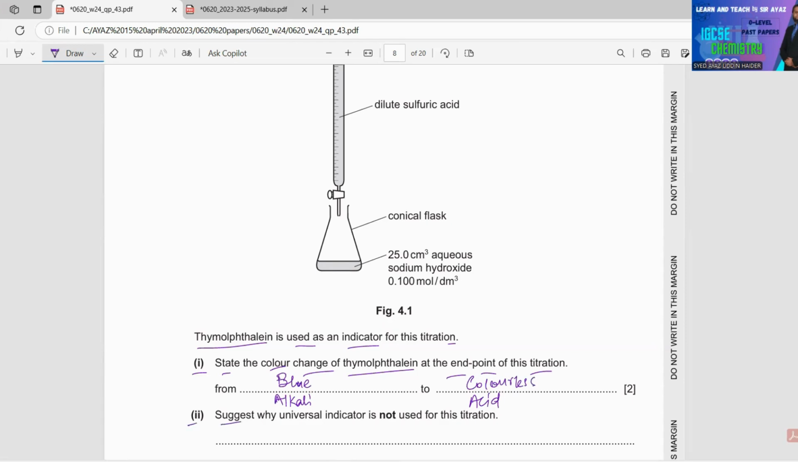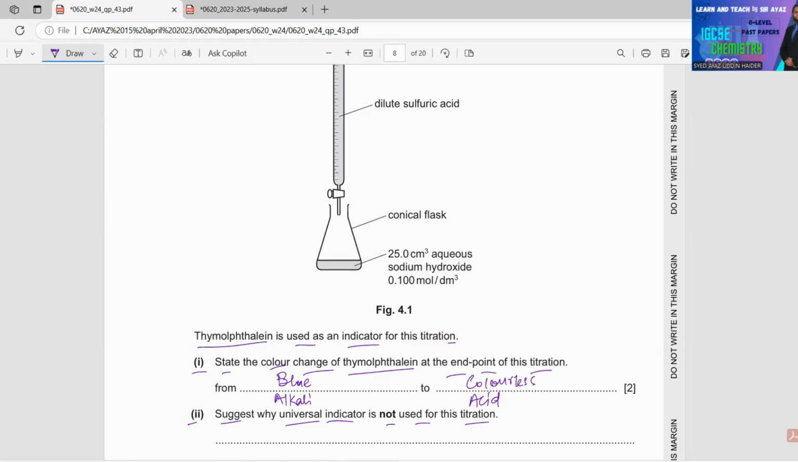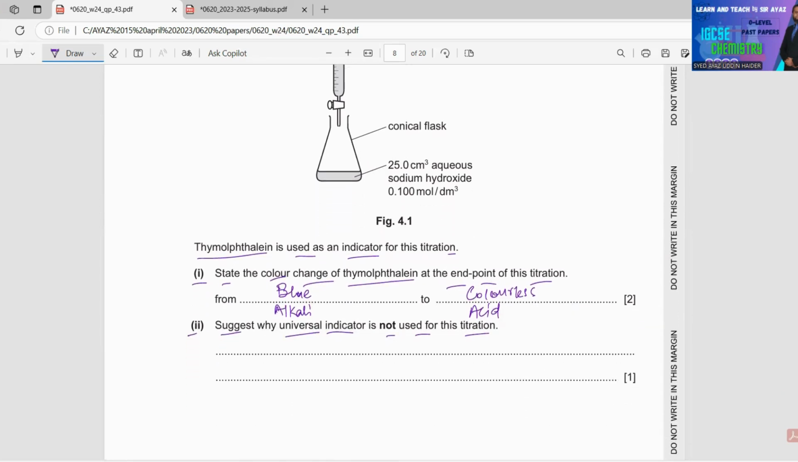Number two, suggest why universal indicator is not used for this titration. You may have too many color changes here.